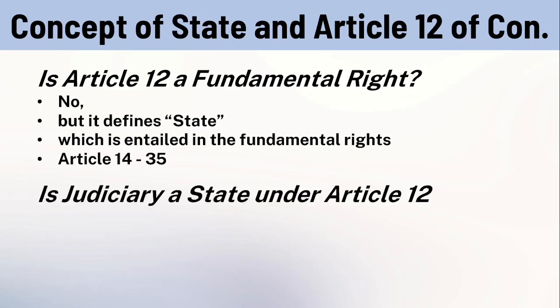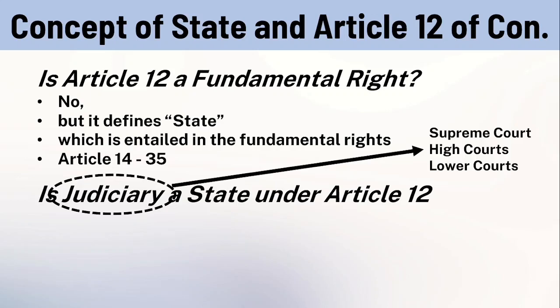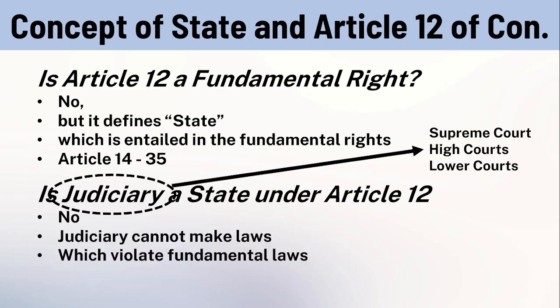The second question that may arise to you is, is the judiciary a state under Article 12? As we mentioned, the definition of state in Article 12 only talks about the executive and legislature of the union government, executive and legislature of state government, etc. But the judiciary, which as we know consists of Supreme Court, High Courts, lower courts, is not mentioned as a state under Article 12, but the judiciary cannot make laws which violate fundamental rights, as mentioned in Article 13.